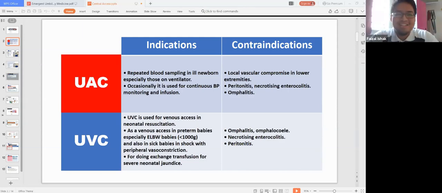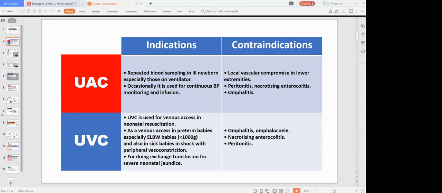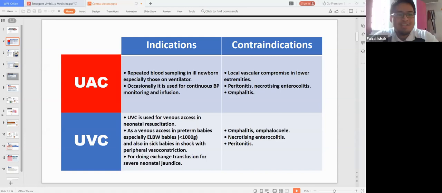And then this is the equipment for the umbilical line. First, the UAC and UVC set. And then second is the umbilical artery and venous catheter, which needs to be of appropriate size, as you see in the table below. This is the size for UAC and the size of UVC. And then the third one is a 5cc syringe filled with heparin.